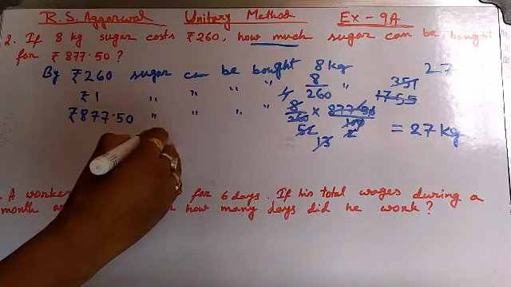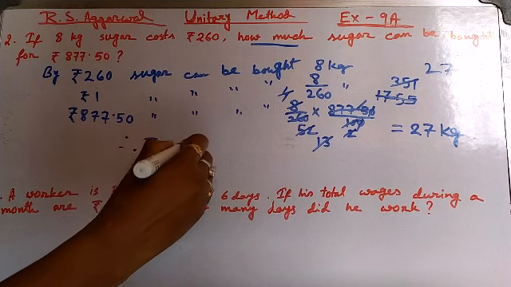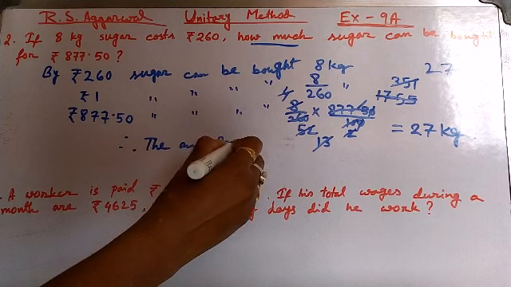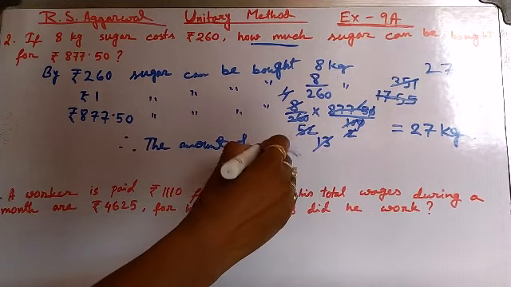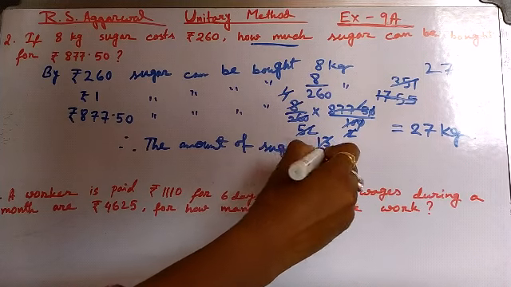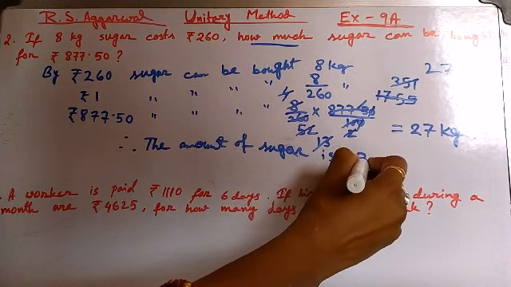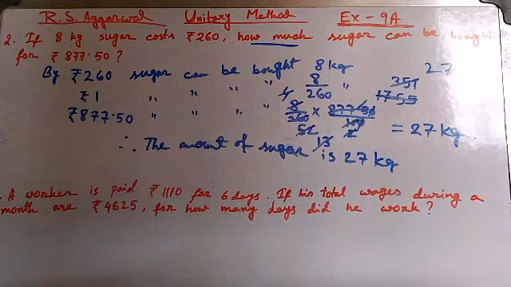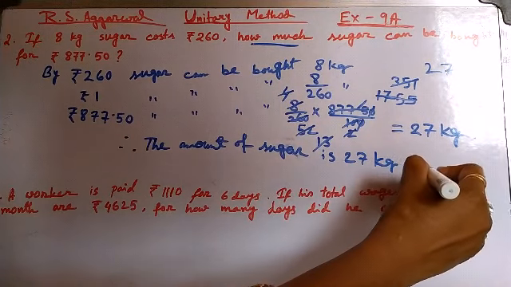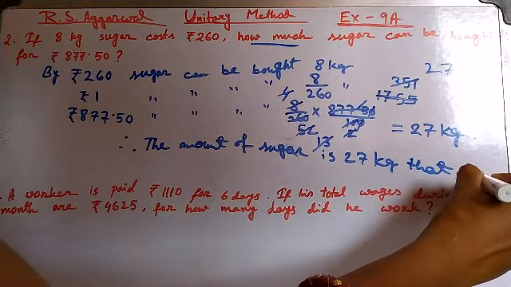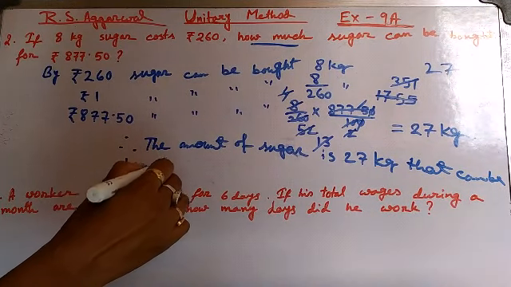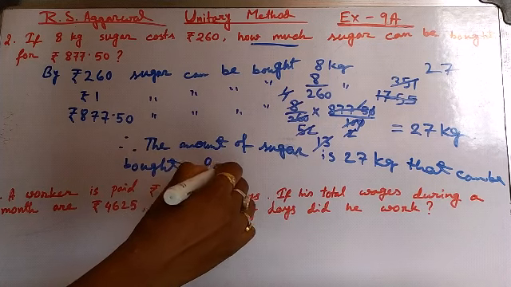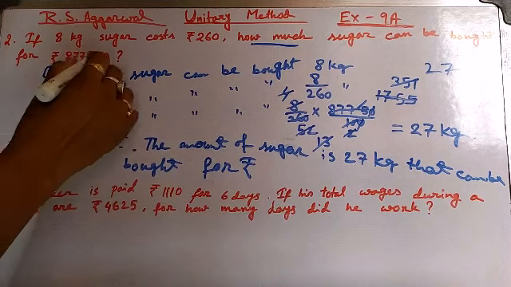Therefore the amount of sugar that can be bought for rupees 877.50 is 27 kg.